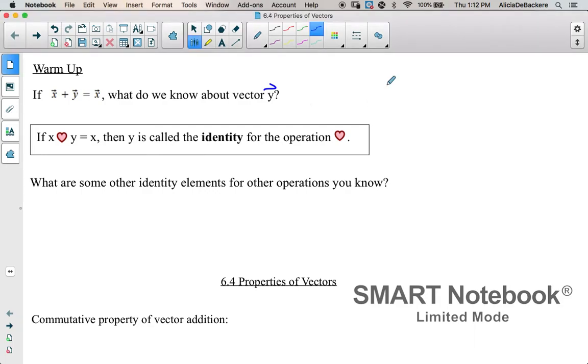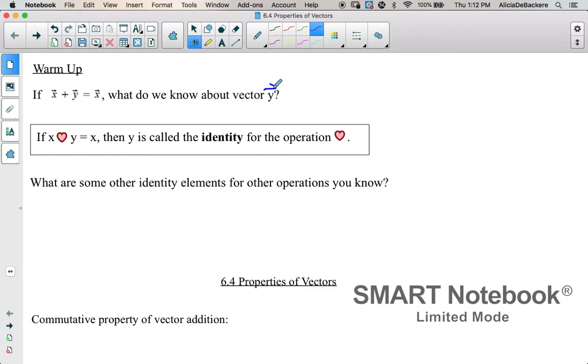Okay, before we get into lesson 6.4 today, we're going to do a little warm-up. It's more just a mathematical concept that you just need to be aware of, and most of the time you think of it in the background without even really naming it. So what we need to know is, if I have some vector x plus some vector y, and it equals vector x, we want to ask ourselves, well, what do we know then about the vector y? What does it have to be?